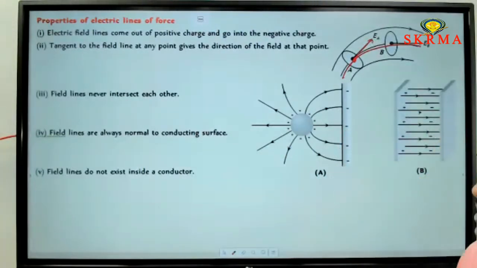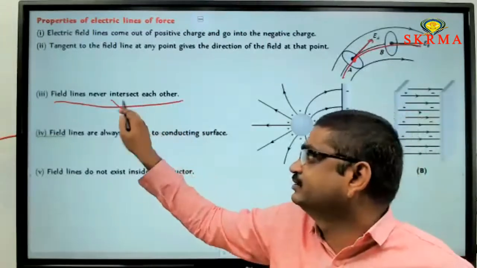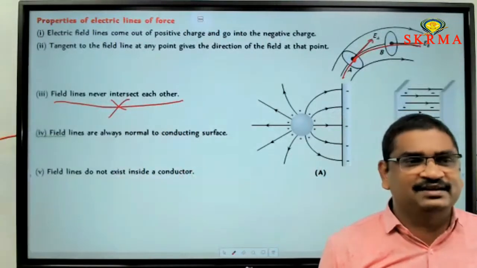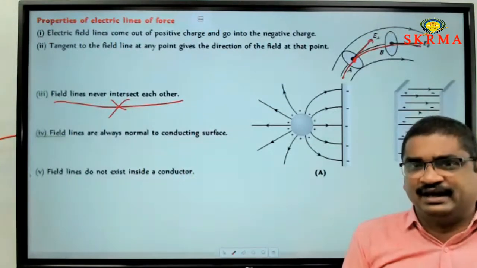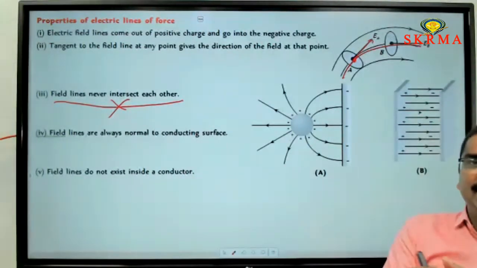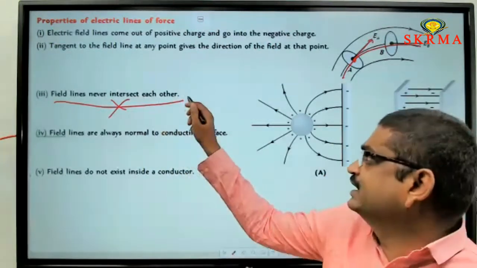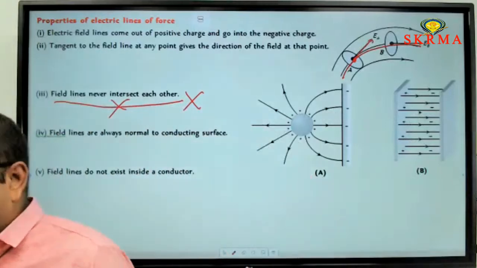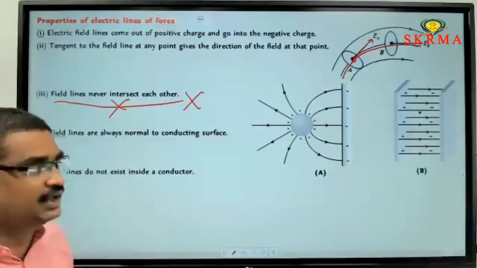Next, electric field lines can never intersect each other. What is the reason for that? If electric field lines intersect each other, there will be two different directions for a single field. So electric field lines can never intersect. That is the wrong diagram. If two electric field lines intersect, it is a wrong pattern.